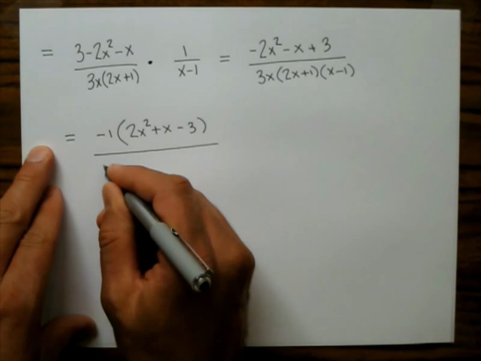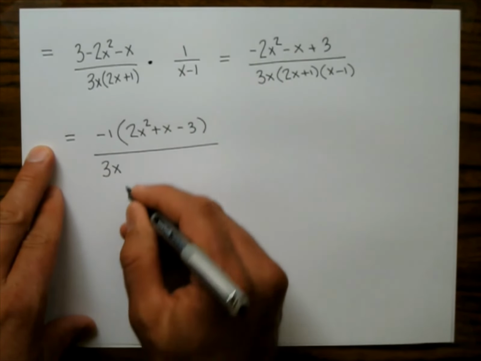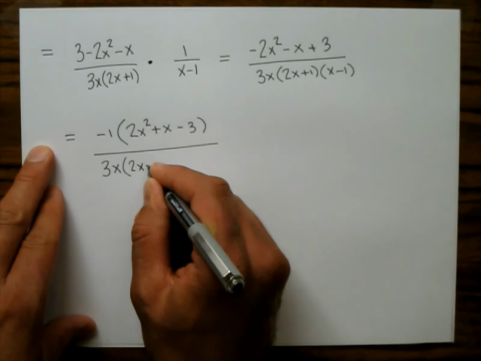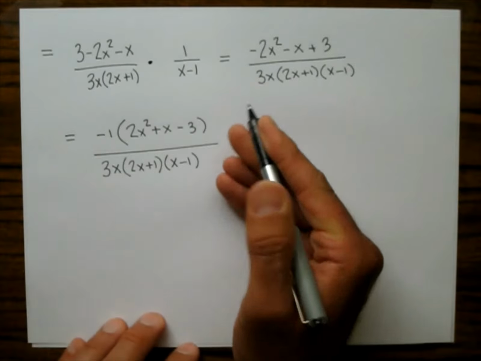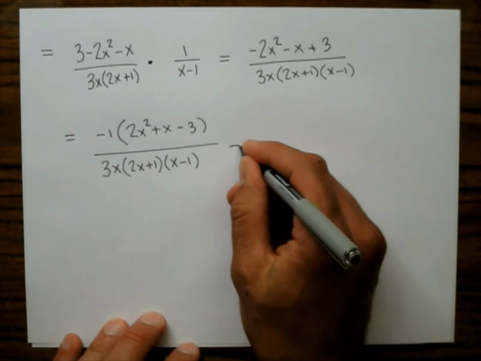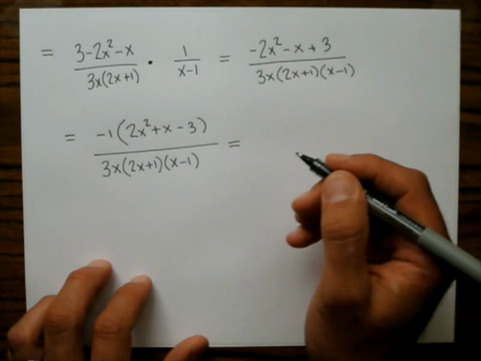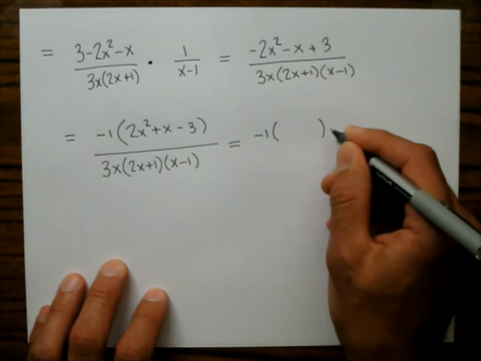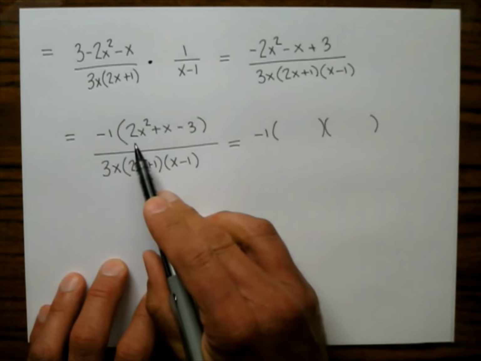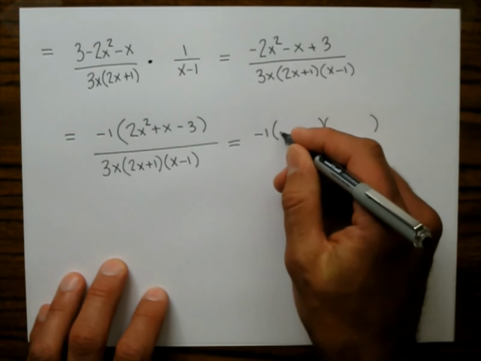This is all over 3x, 2x plus 1, x minus 1. Now we can try to factor this. This is a trinomial, and you can do your factoring of trinomials. Hopefully this one's not too bad because it's just a 2 and a 3. It's still kind of bad.